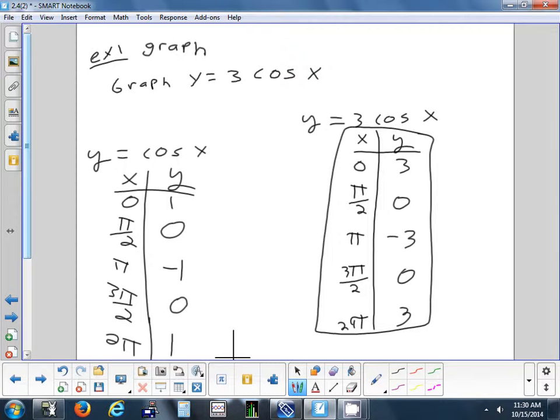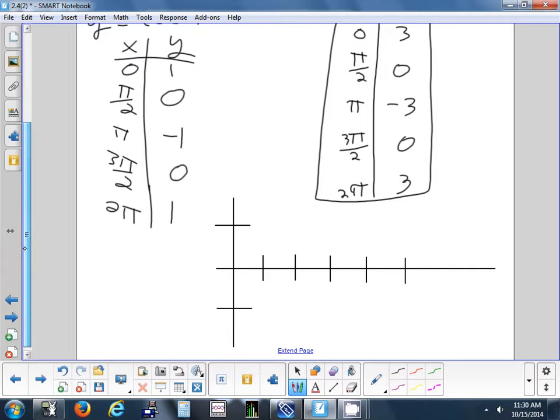Now we're going to graph it. So when we graph it, what we're going to do is scale our axes the way we need to. On the x-axis, I'm going to go 0, pi over 2, pi, 3 pi over 2, and 2 pi. Every single problem tonight should have this as your x-axis because you're not shifting left and right. So there's no reason the numbers on the x should ever change.